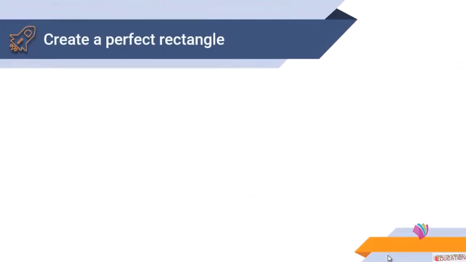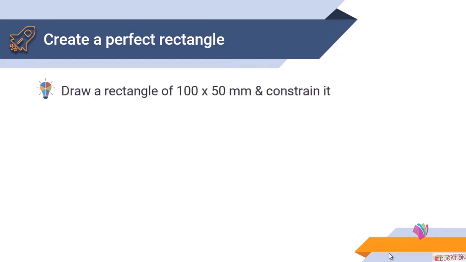In this lecture, we are going to create a perfect rectangle. But a few other things also we are going to do in this lecture. The first thing that we are going to do is create a rectangle of 100 mm length and 50 mm width or height and constrain it. So we are going to create a completely constrained rectangle of 100 into 50.